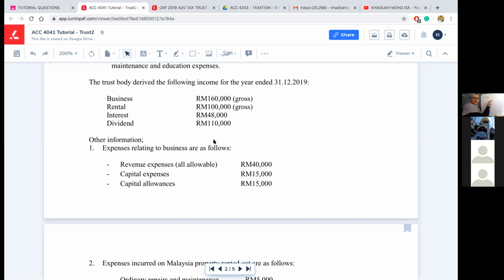Business income, gross amount is 160,000 minus allowable expense. How much is that? Allowable is 40,000. Capital expense is non-deductible, so your adjusted income is 120,000 minus capital allowance of 15,000. So your statutory income is 105,000. You get the same? Yes.